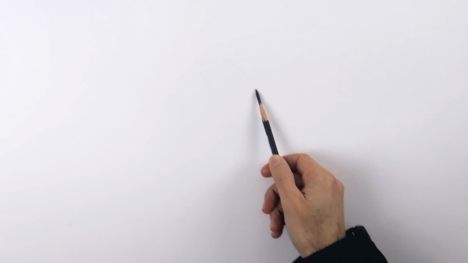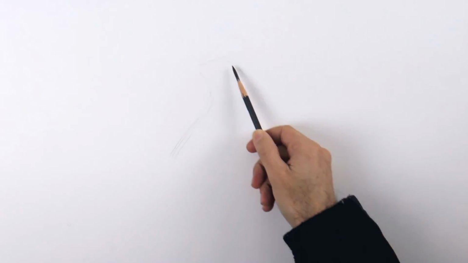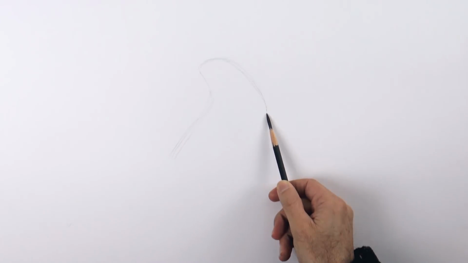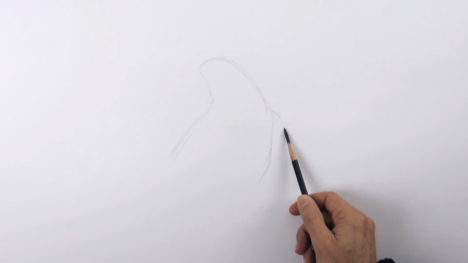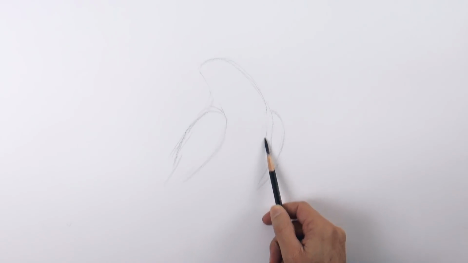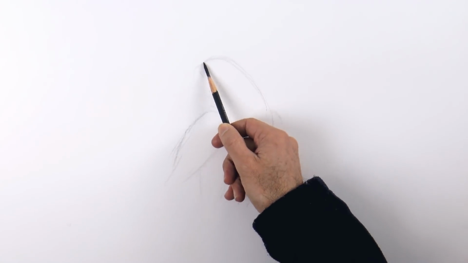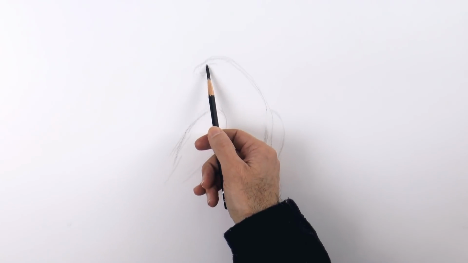We can start sketching the head, the neck and the general shape of the body, which is like this, and let's add a wing over here and the other one over here. Of course this falcon is standing. The legs, the hooked beak and the eye.